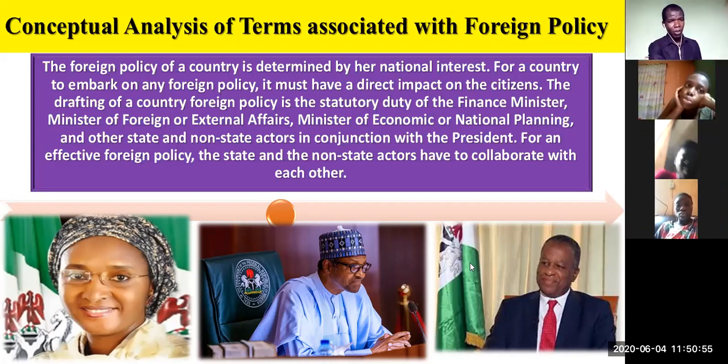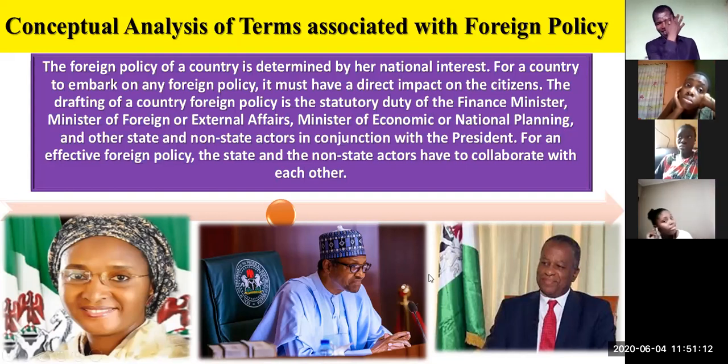What are the state actors? What are the non-state actors? Okay. State actors. There are people that act on the state.